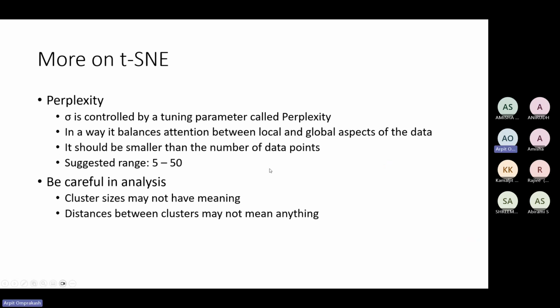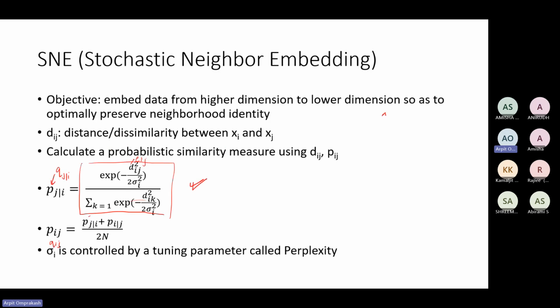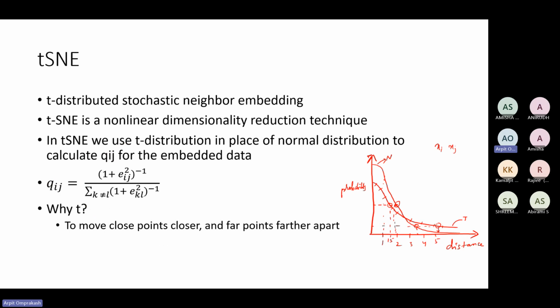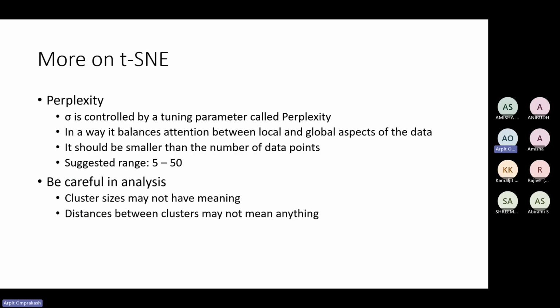So as mentioned, the sigma value that was used here, and also in TSNE while we are calculating Pij, the sigma is controlled by a tuning parameter called the perplexity. In a way, this perplexity balances the local and global aspects of the data. If you have a lower perplexity value, it focuses more on the local aspects of the data. If you have a higher value, it drives the focus more towards the global aspects of the data, or the relationships between the data in the higher dimensions.